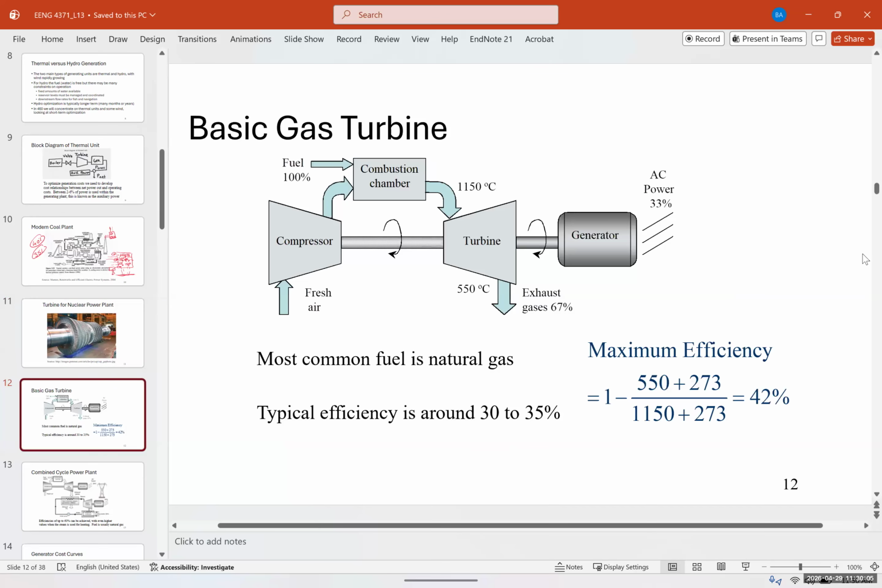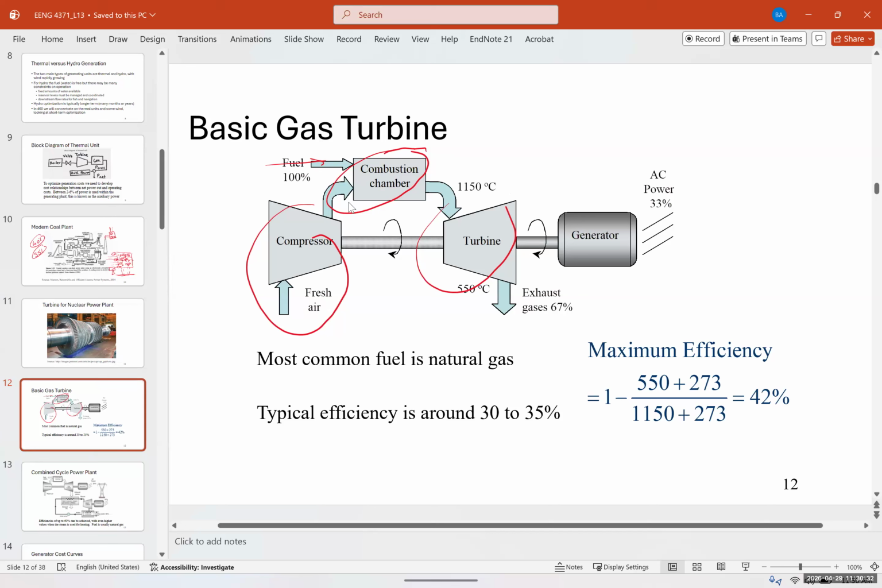Now, this slide shows a basic gas turbine, also known as a combustion turbine. It's very similar to a jet engine. So you have compressed air, with fans and pumps, and then you have fuel added to it, and you have the combustion chamber, and you have the turbine and the exhaust.